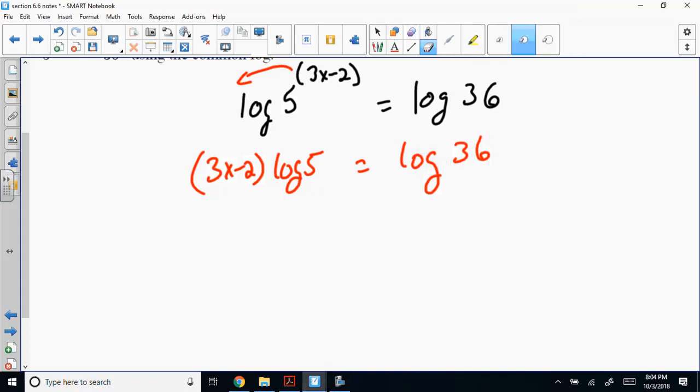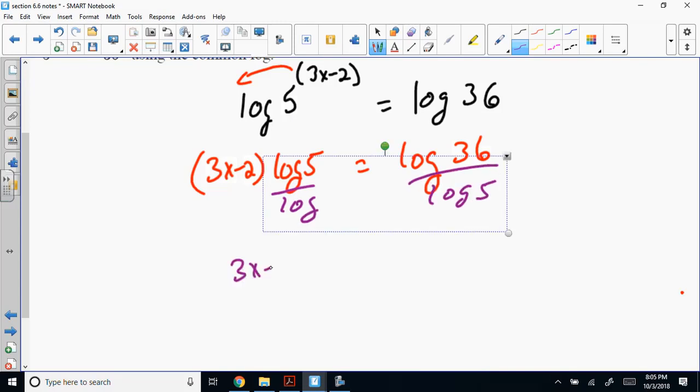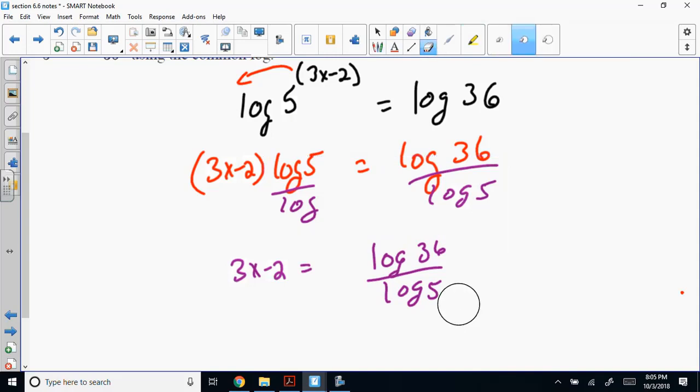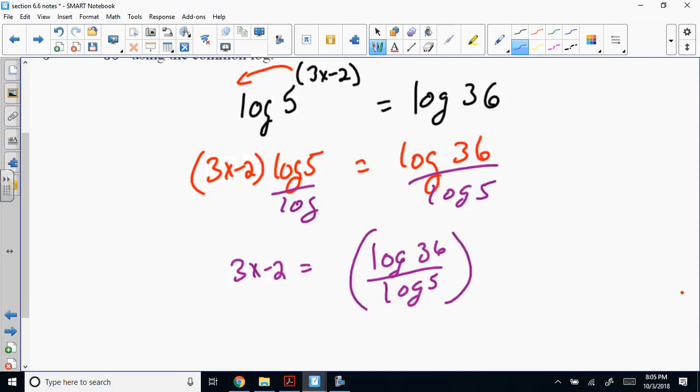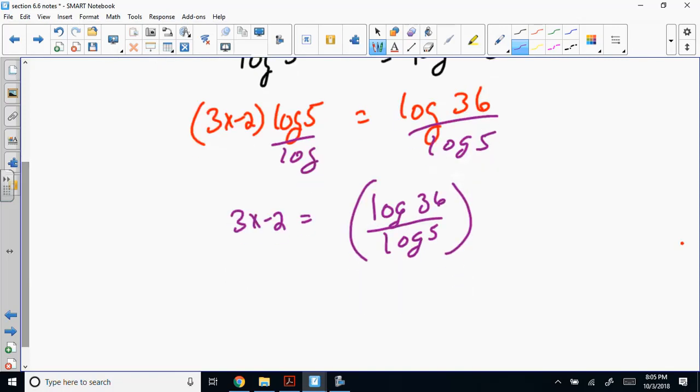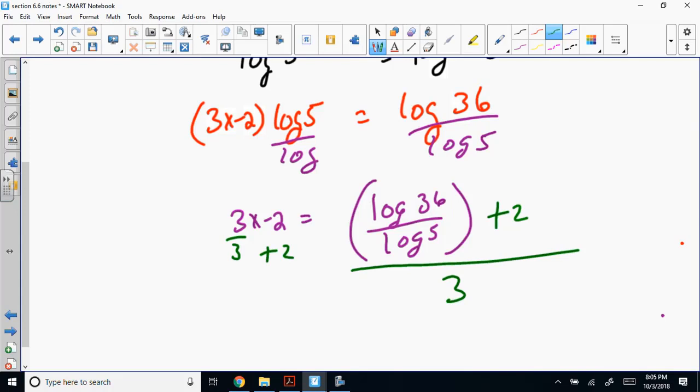All right. So we'll divide by log 5, right? That leaves me 3x minus 2 equals log of 36 divided by log of 5. I can't write that down there. Now I've got to turn around and add 2 to that, and then I also have to divide the whole thing by 3. Do y'all see what I just did there? So that's what my x is going to be.